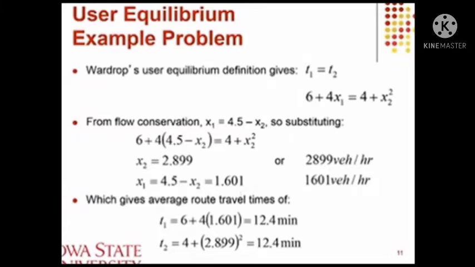Then ganun din sa T2, substitute ang mga value na nakuha natin. So, T2 is equal to 4 plus 2.899 raised to the power of 2. So, the result is 12.4 minutes. So, as you can see, the T1 and T2, the results are the same.